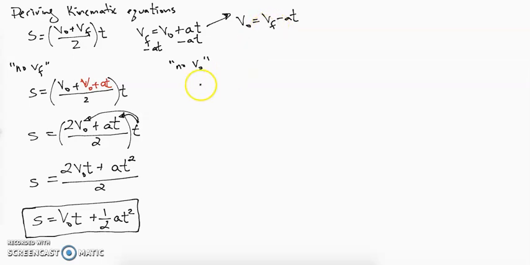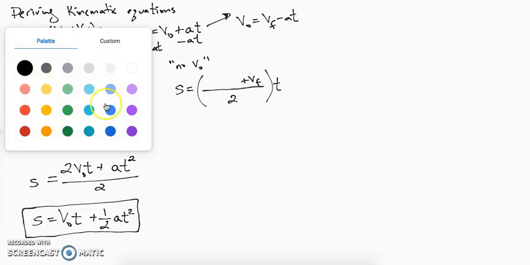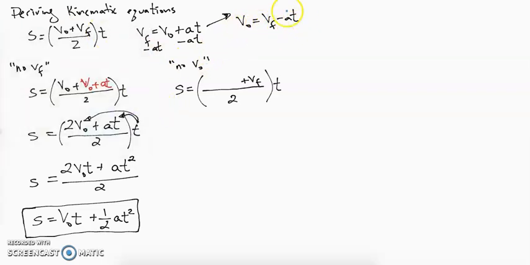And what we can do is rewrite this equation again, just like we did last time, leave a space where I had VO, and instead this time I will, let's use blue, write in the VF minus AT in the space where I had VO.